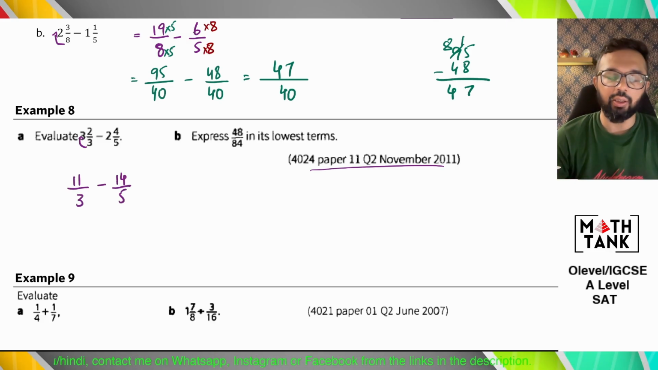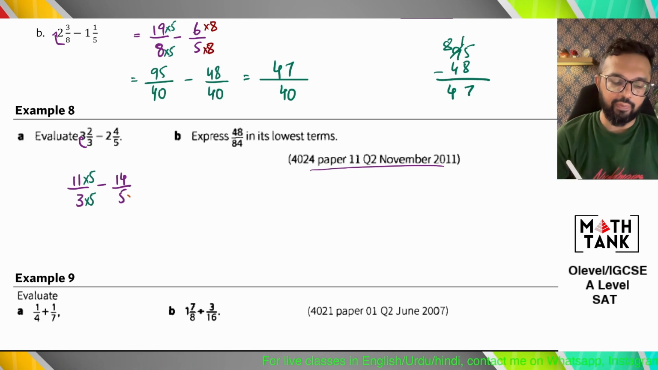What common denominator can you think of when it comes to 3 and 5? The number that clicks is 15. So how do I change this to 15? I multiply this by 5 and this by 5 as well. What do I multiply the other fraction by? I multiply this by 3 and this by 3. So this becomes 55 over 15 minus 42 over 15.